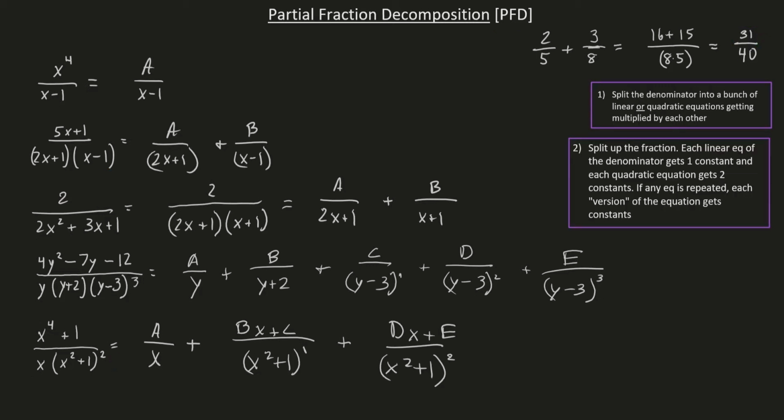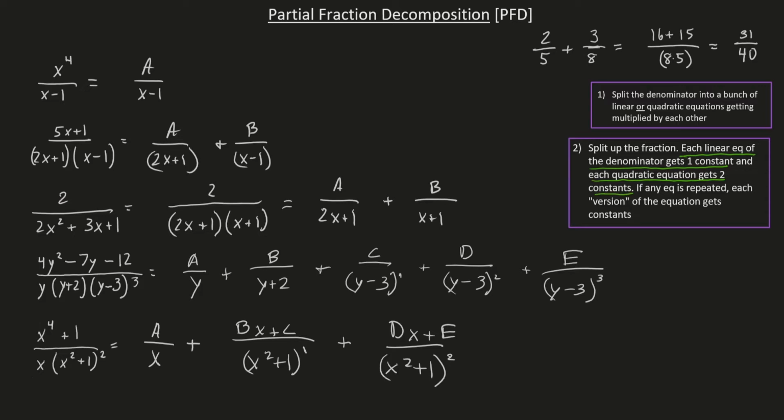So this is our step 2. We're splitting up the fraction, the big, ugly fraction. Each linear equation of the denominator gets one constant, and each quadratic equation gets 2 constants.